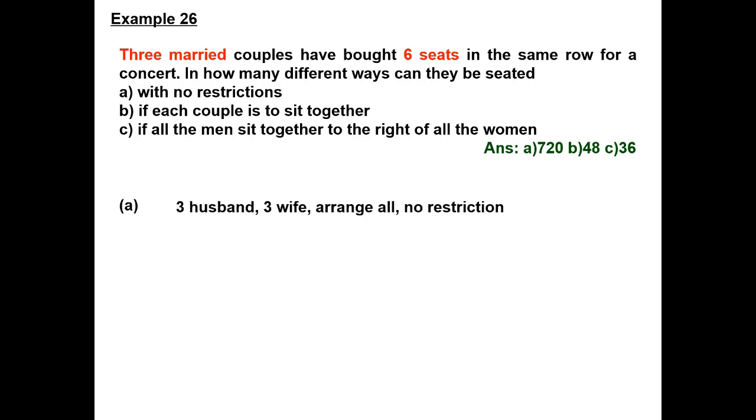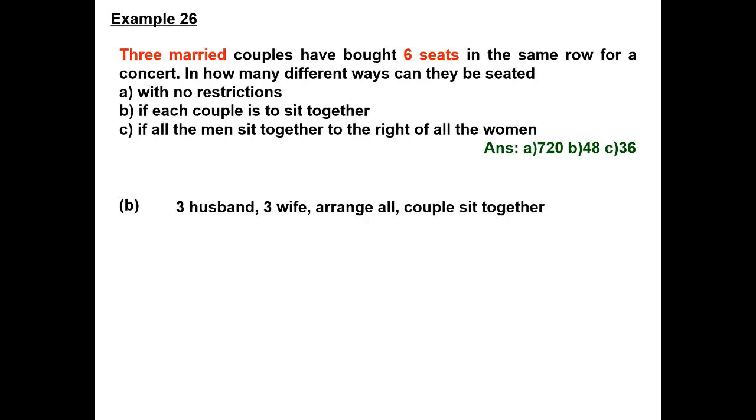Solution for A. We have 3 husbands and 3 wives. We want to arrange all of them with no restriction. We have to arrange 6 people together, so the permutation is 6P6, equal to 6 factorial, equal to 720.